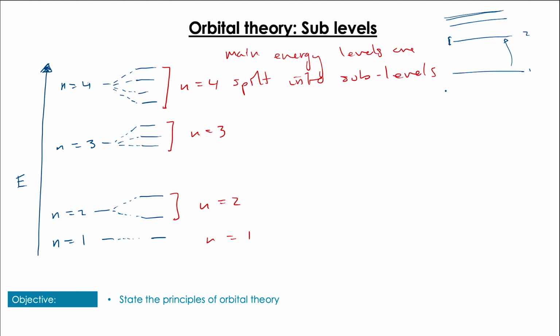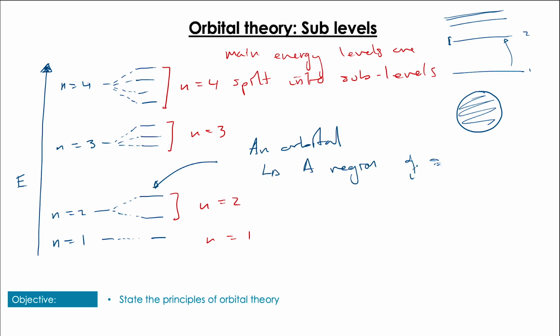So what's an orbital? Well, an orbital is a region of space, a place where we can describe it as being highly probable that an electron exists. In this way, we're considering an orbital as a probability.